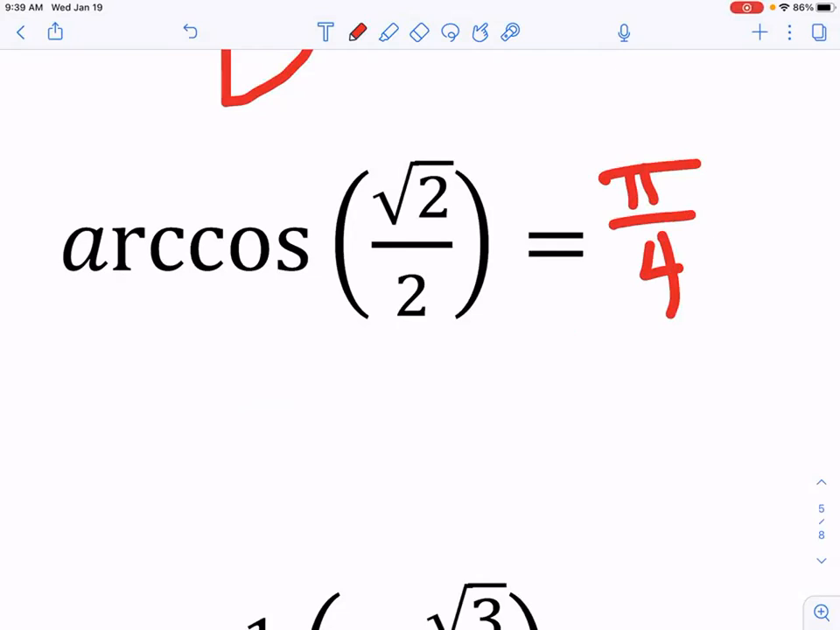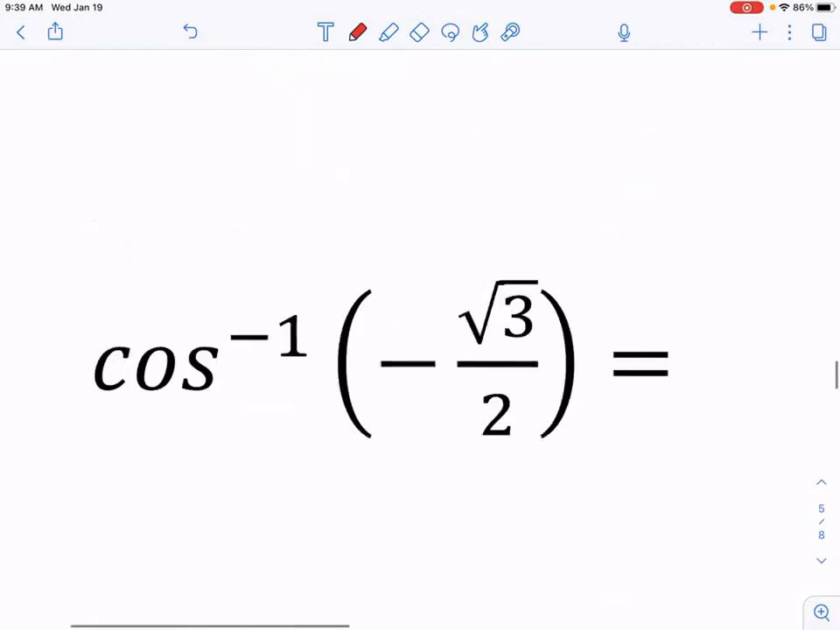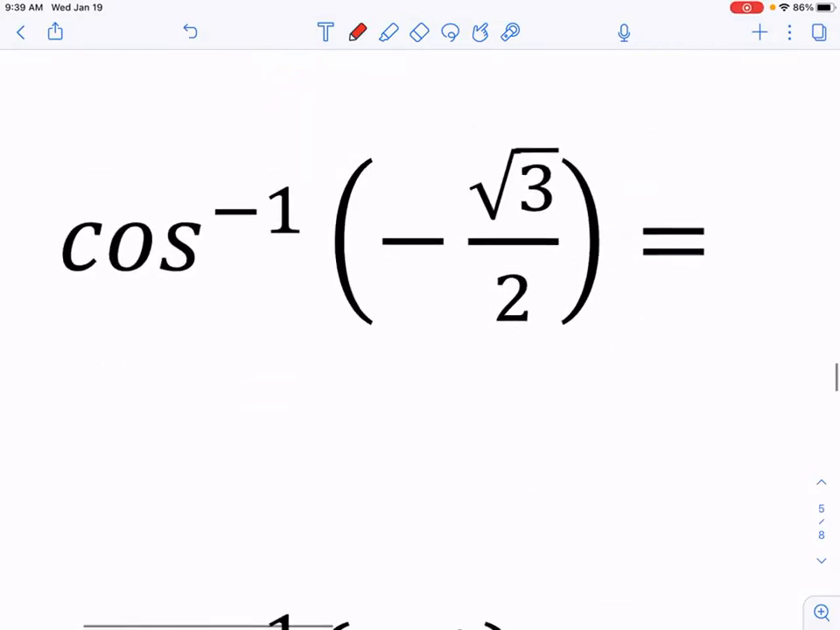I bet you are pretty good with your calculators now. I will let you use your calculator on some things. So I'll let you reach for it right here in a moment. All right, inverse cosine of negative radical 3 over 2.